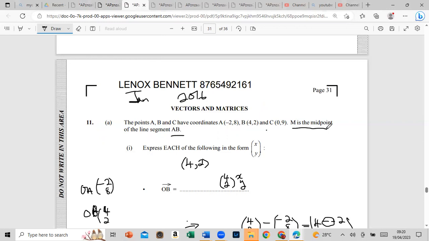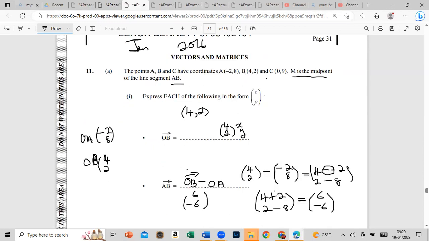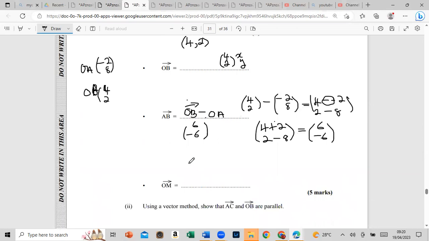So if AB is 6 and negative 6, the midpoint would be half of that, right? Half of each coordinate. So it is 6 divided by 2 and negative 6 divided by 2. And that would give us 3 and negative 3. So that's the midpoint. And that is worth 4 marks.